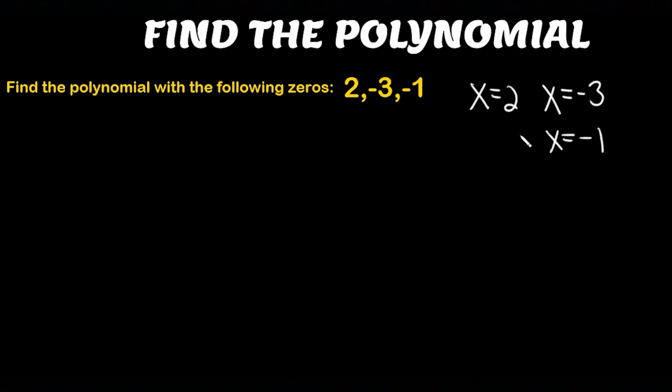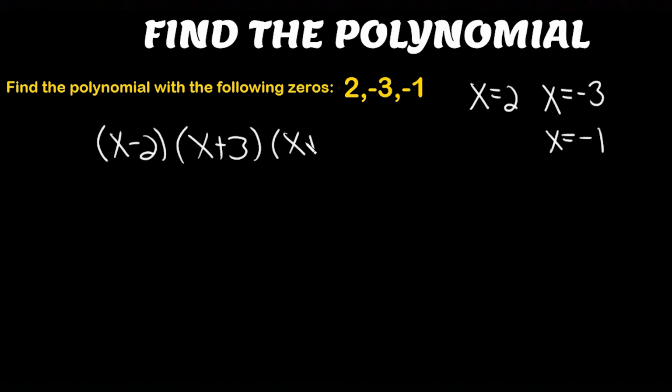And so what we want to do here is reverse engineer it, okay? We want to go in reverse. So where did these zeros come from? Well, again, we want to put it back in factored form, because that's essentially where they came from. So if I have x equal to 2, to put that back in factored form, that's going to be x minus 2. So in parentheses, I'm going to put x minus 2. And then this one here, x is equal to -3. Well, putting that back in factored form, that's going to be x plus 3. And this one here, putting this back in factored form, that's going to be x plus 1.